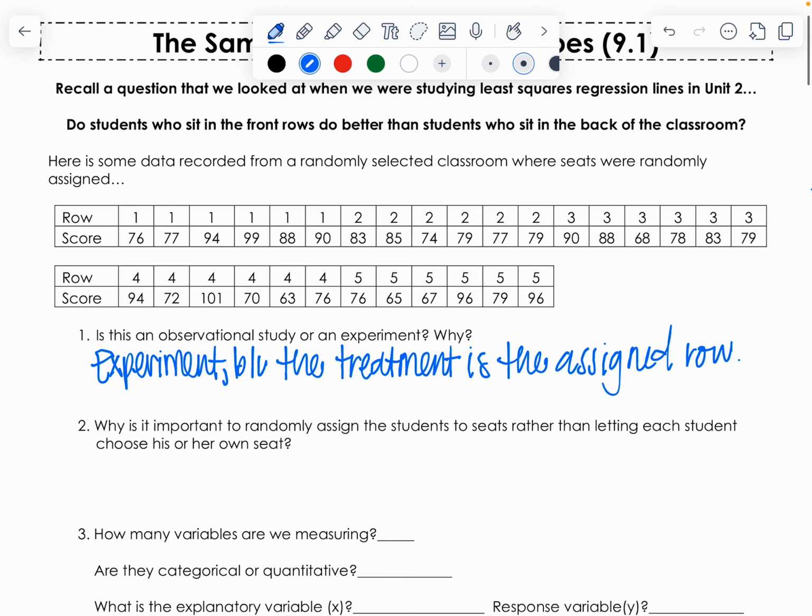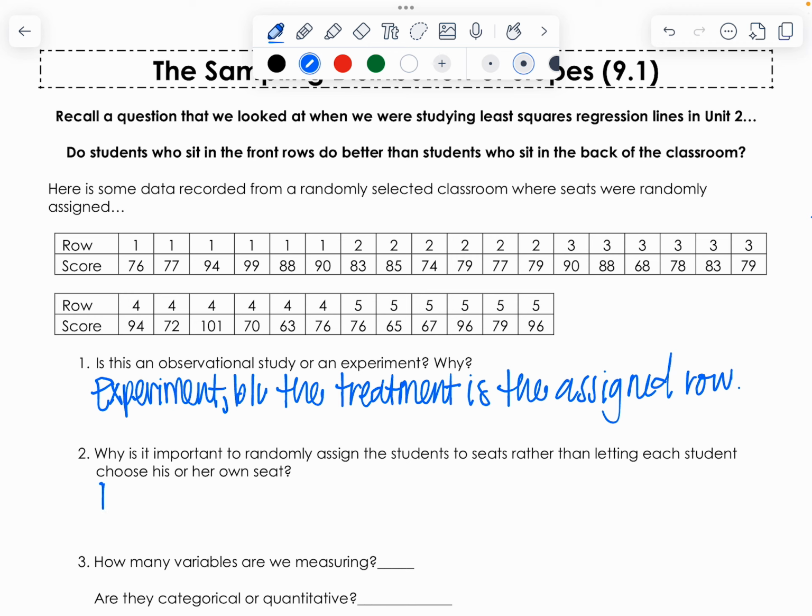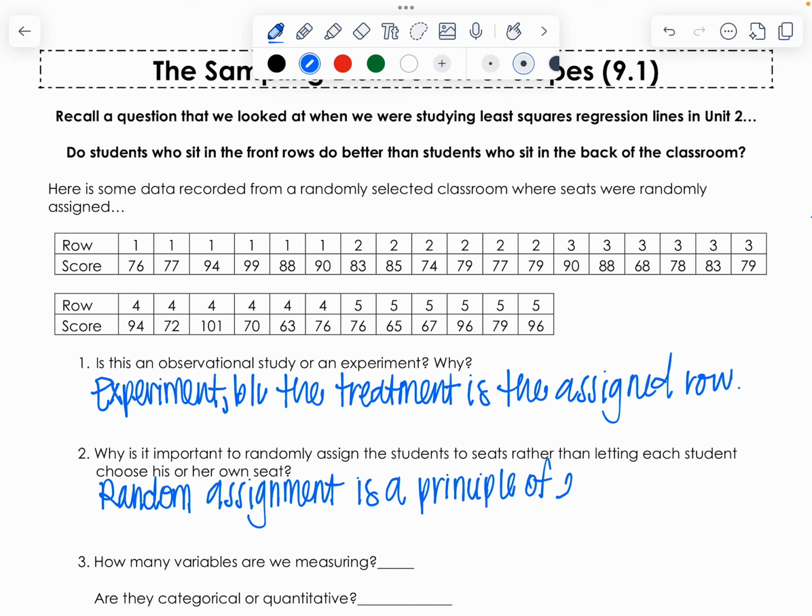Why is it important to randomly assign students to seats rather than letting each student choose his or her own seat? For 2 reasons. One, random assignment is a principle of experimental design.